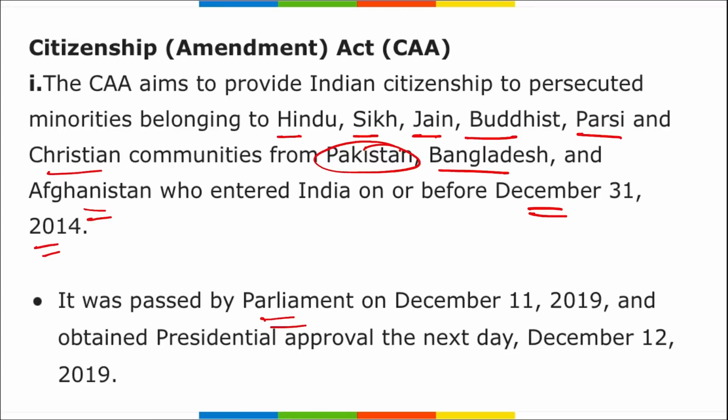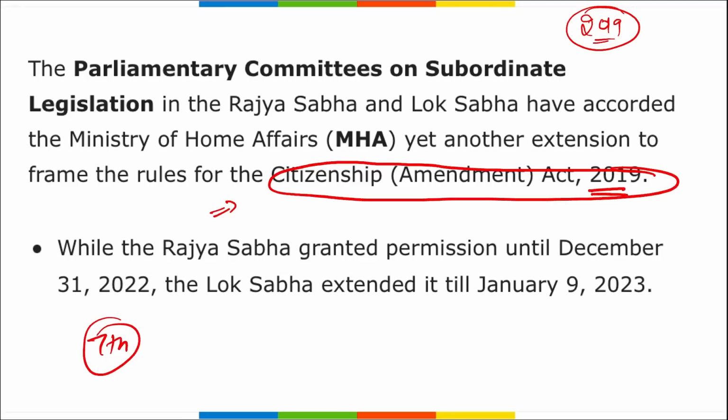It was passed by the Parliament on 11th of December 2019 and obtained presidential approval the next day, on 12th of December 2019. Highly important. Those seeking citizenship, such as the non-Muslim refugees from Pakistan, Bangladesh and Afghanistan, will be required to submit proof of their religious beliefs. Even applicants of Hindu, Sikh, Christian, Buddhist, Jain and Parsi communities will need documentation proving their entry to India on or before 31st of December 2014. So basically this is CAA, and now the 7th extension has been granted in order to make this a law.